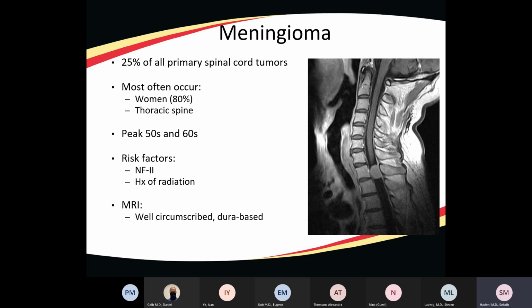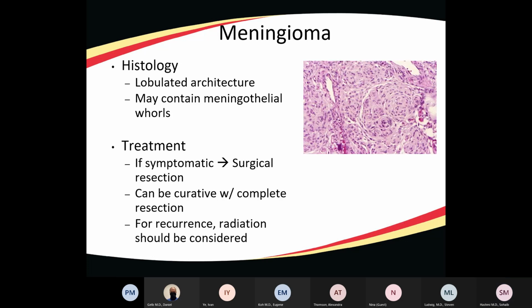On the MRI, we'll find that this is also well circumscribed, homogeneous in nature, with characteristic MRI findings, and dural based. The histology of meningiomas is different in the sense that they have a lobulated architecture and contain meningothelial whorls. So you can see the swirling on the right on that histology slide.